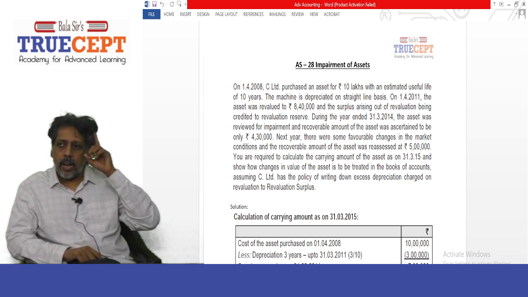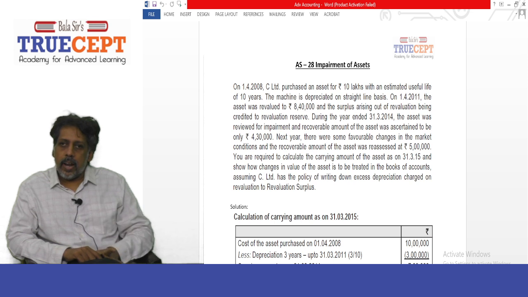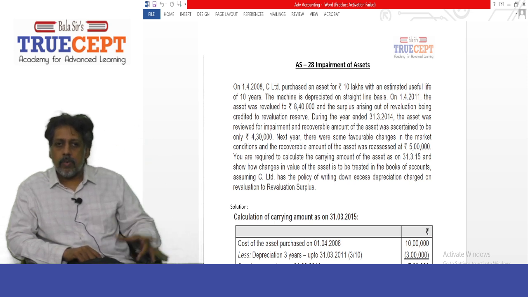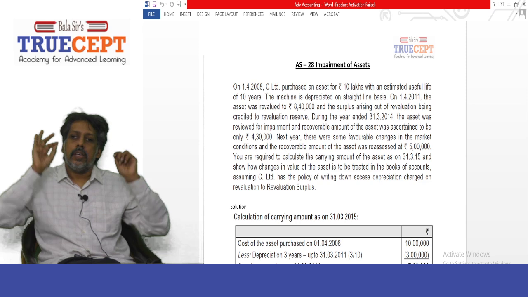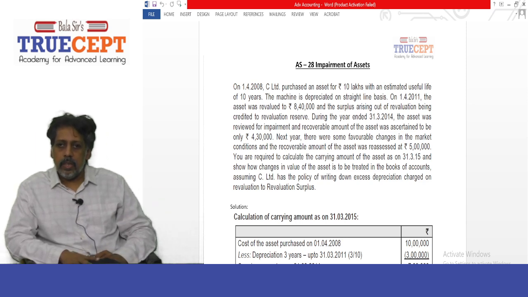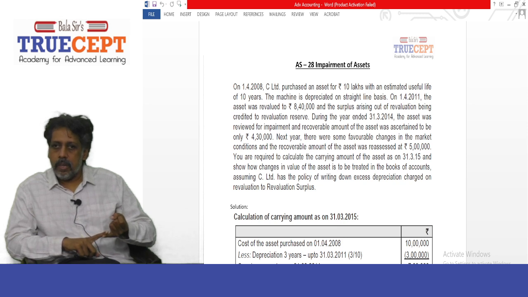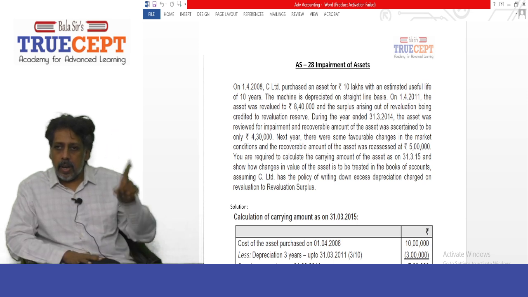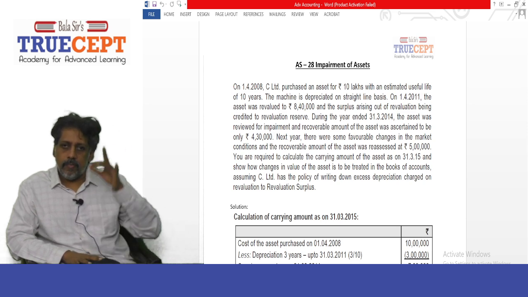So what is 4,80,000 minus 50,000 loss written off? Is 4,30,000 will be the revised carrying amount of the asset as on 31/3/14 after impairment. Is that clear? Another 4 years left in the asset. Yes or no? Yeah. So what will be 4,30,000 by 4? Will be 1,07,500 will be the annual depreciation going forward.